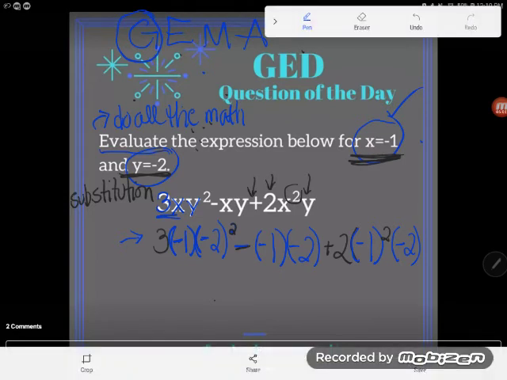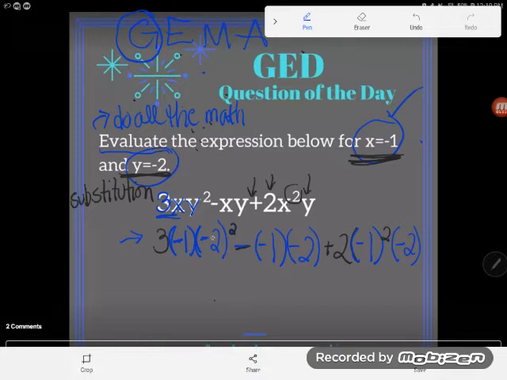Now, I actually don't see any groupings. Students who learn GEMMA incorrectly, thinking that the first step is parentheses, will often tell me that they see some parentheses, so there must be some groupings. But look inside your parentheses. Like, for example, inside this first set of parentheses, there's just one number, -1. There's nothing to do in there. That's not a grouping. It's just one number.